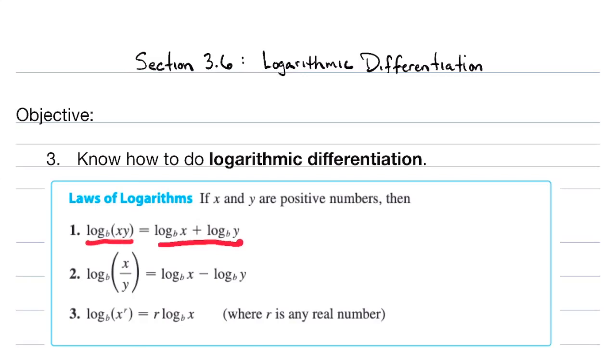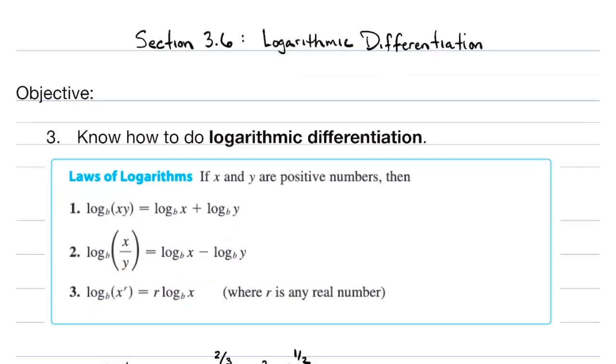So imagine if you were trying to differentiate some product, if you applied the logarithm first, you can turn that product into a sum. Sums are easier to differentiate than products. Likewise, differences are easier to differentiate than fractions. Scalar multiples are easier to differentiate than powers. So these logarithm properties transform things that are more difficult to differentiate into expressions that are easier to differentiate. Now, the downside is you have to introduce a logarithm to do it. Let's take a look at an example.